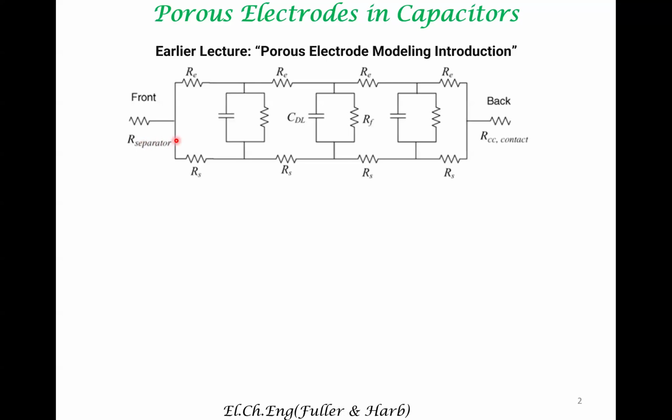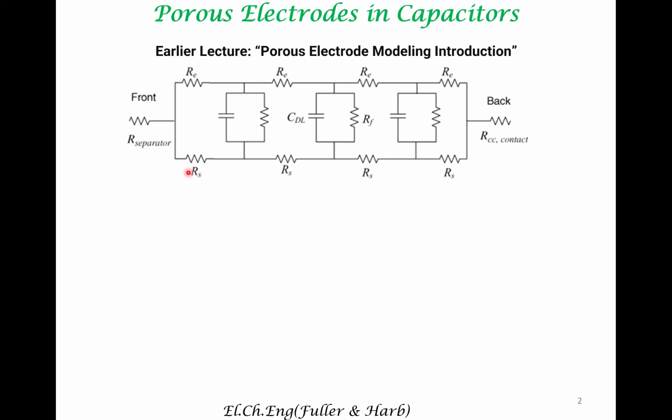And within the porous electrode, there can be different resistances. This refers to resistance in the electrolyte. This is the resistance faced by the ions as they flow inside the electrolyte of a porous electrode.